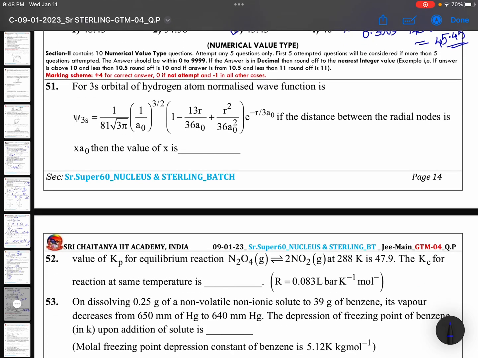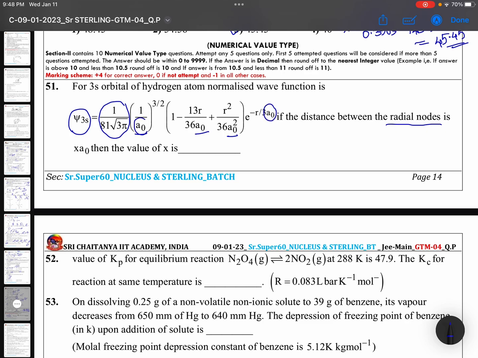For the 3s orbital of hydrogen atom, the normalized wave function is given. My kind suggestion is, if you see this question and there is a scope of choice, if you are very good at mathematics, then you opt for this question. Otherwise, simply you leave. Psi 3s is asking radial nodes. Radial nodes means 0, so the value is going to be 0. Here a naught is there, a naught square is there.